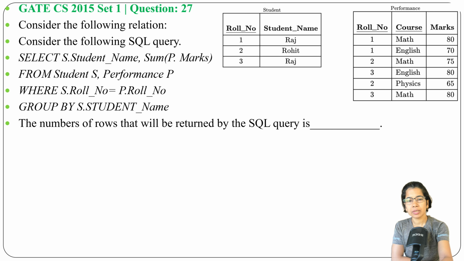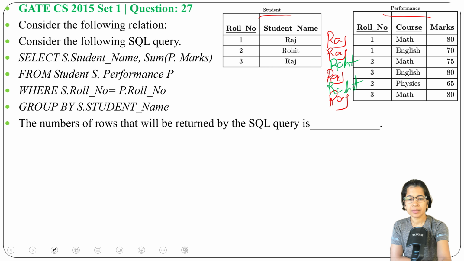Let's run the SQL query on these two relations. We have student and performance. Select S.student name, sum of P.mark. So from student, the name, and from performance, the mark will be in the output. From student S, performance P. So there will be a cross join between the student and performance tables where S.roll number equals P.roll number should match, group by S.student name.